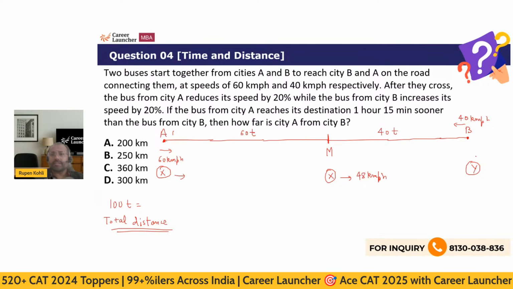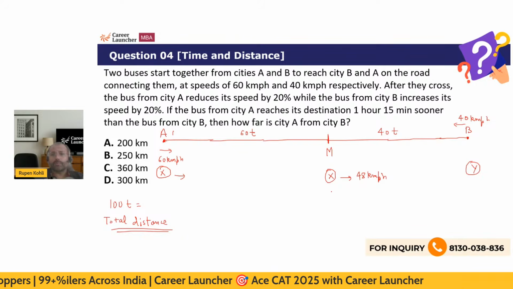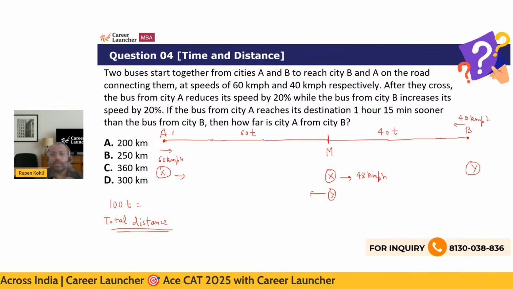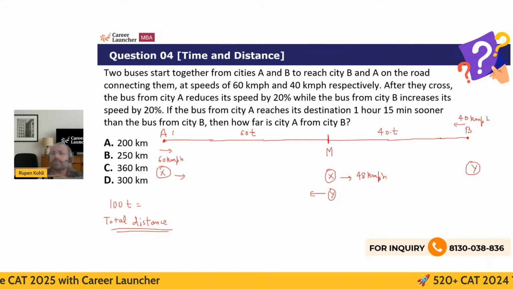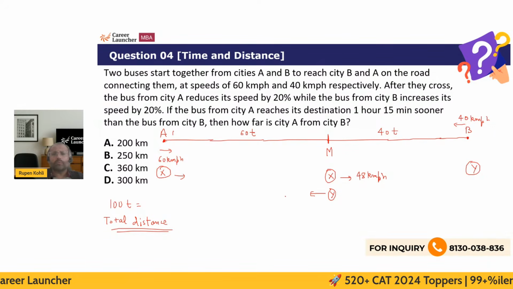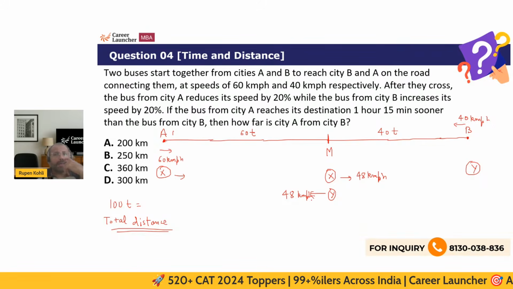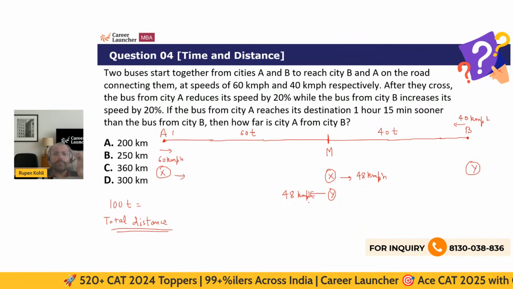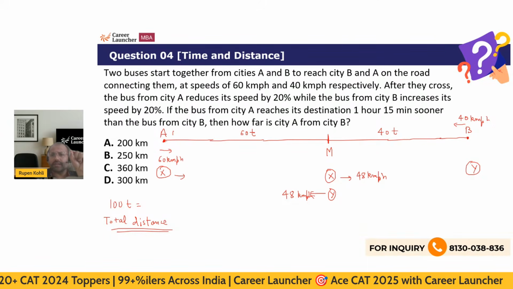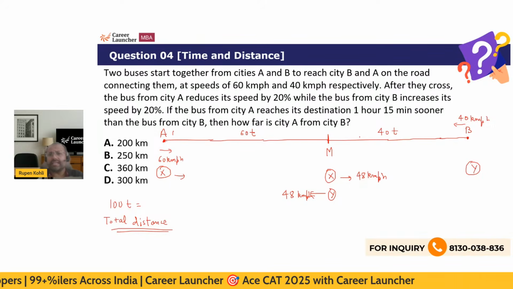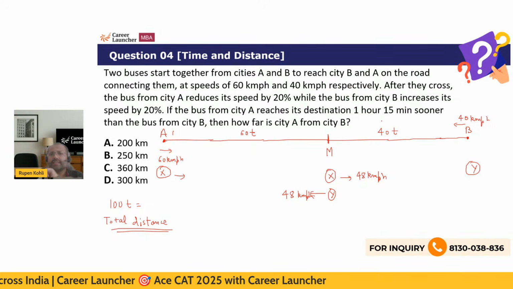And the bus from city B, which is the bus Y. What about bus Y? Its speed will increase by 20%. So 1.2 times of 40, 48. Both the buses now have the same speed effectively, 48 each. So with the same speed, the bus X has to travel a shorter distance, only 40t. Hence, it will take lesser time, and that difference in time is given as 1 hour 15 minutes, right?